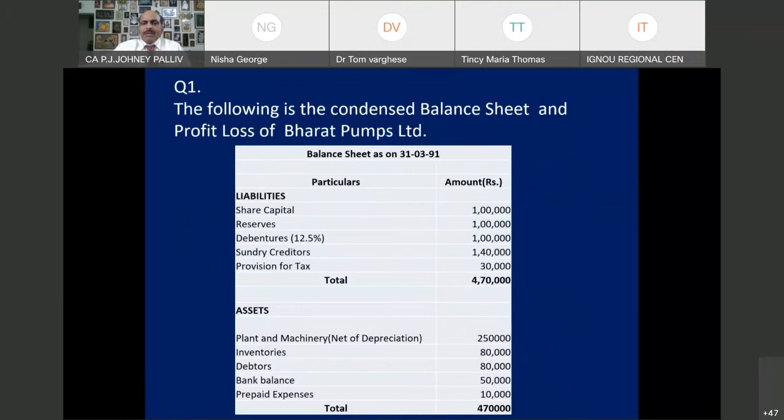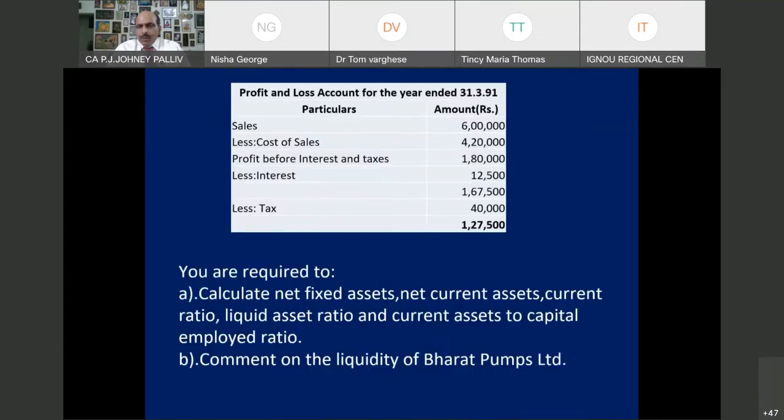80 plus 80 plus 50 plus 10 makes 2,20,000 of current assets, against short-term liability of 1,70,000, that is 1,40,000 plus 30,000, and long-term liabilities. Therefore, the short-term liability should be reduced and long-term liability should be increased for the purpose of current assets. That means the current assets should be financed 1 rupee from long-term funds and 1 rupee from short-term funds. If you have 2,20,000 rupees, 1,10,000 rupees from the short-term liability and 1,10,000 from the long-term liability.